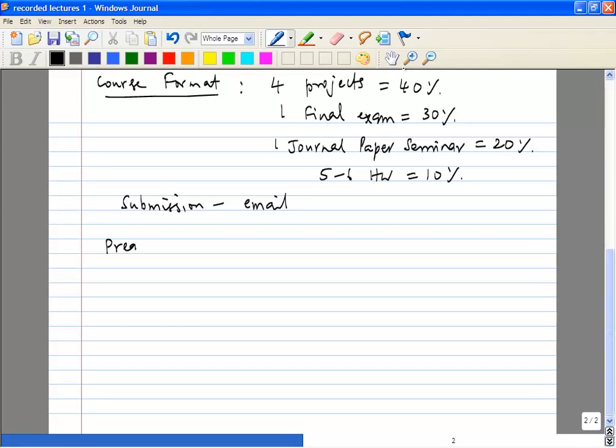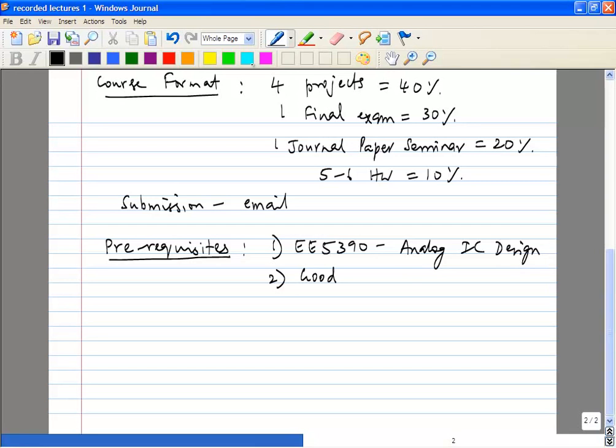The prerequisites for this class are EE5390, which is analog IC design, or if you have a similar background, that is satisfactory too. You should have a good understanding of MOSFET operation. So some basic MOSFET devices and the small signal model of the MOSFET.